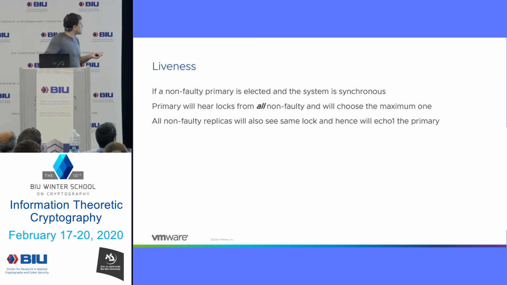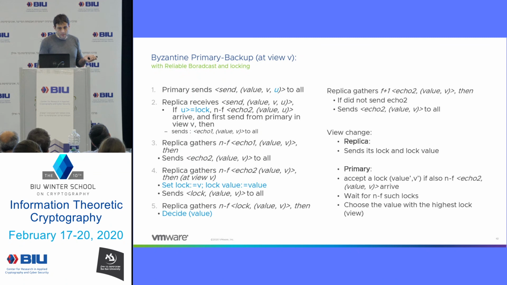So basically, since you choose the maximum, then all the non-faulty primaries will have this property that what you send them, the value u, will be larger than their lock, because you've already heard from all the non-faulty and you chose the maximum. So obviously this property will hold.